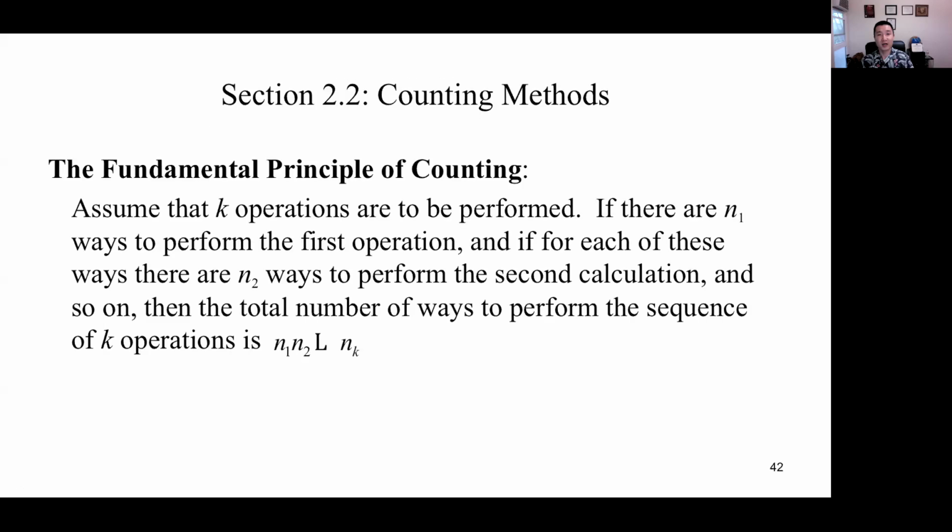Right, let's see, assume we have k operations, so k steps to perform an experiment. If there are n1 ways to perform the first step, the first operation, and for each of these n1 ways, there's n2 ways to perform the second step, the second operation, and so on. Then the total number of ways to perform the sequence of these k operations is n1 times n2 times n3 times nk.